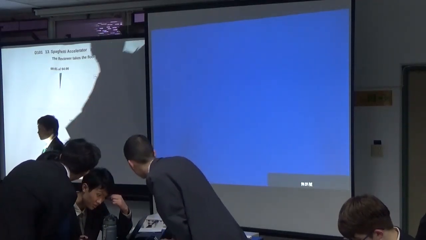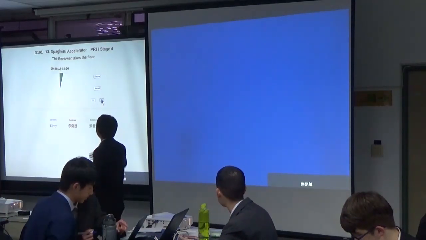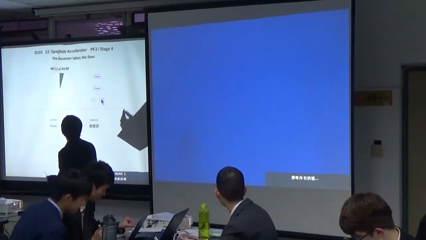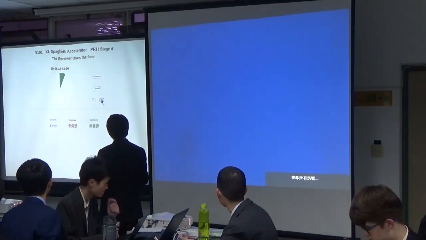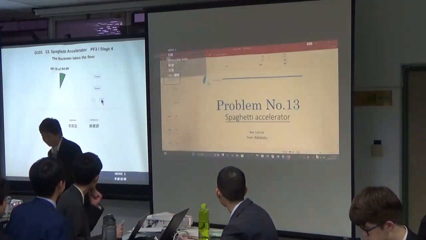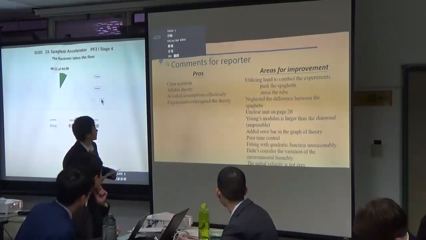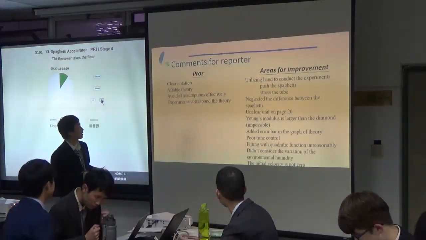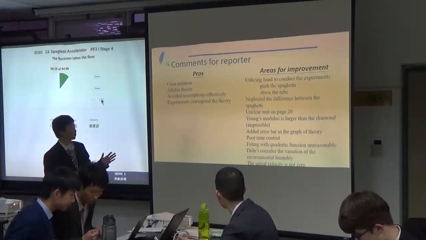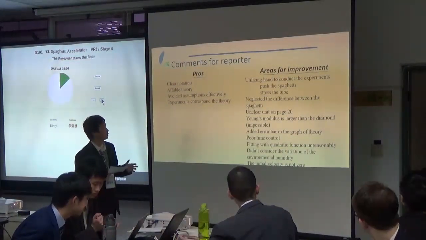Greetings. I'm the reviewer from Team Ridiculous, and today I'm going to give an overall review of problem number 15, spaghetti accelerator. In the previous discussion, we can discover that the pros of the reporter are the clear notation, applicable theory, avoiding assumptions effectively, and that they do the experiments corresponding to the theory.